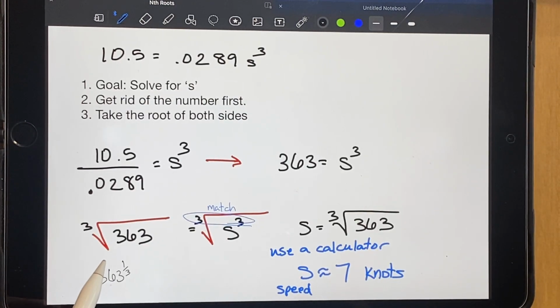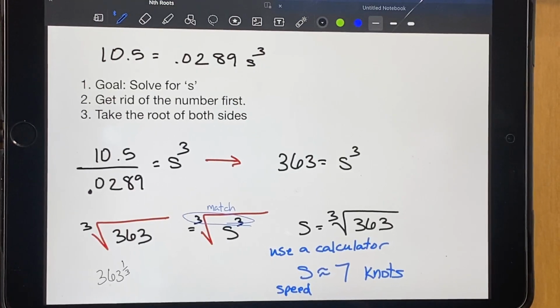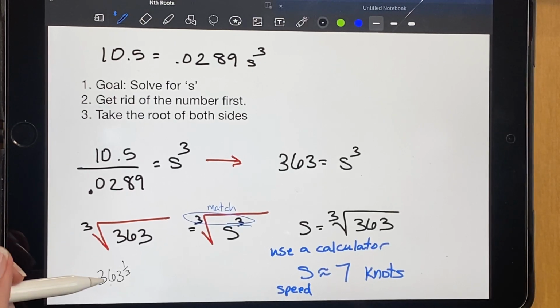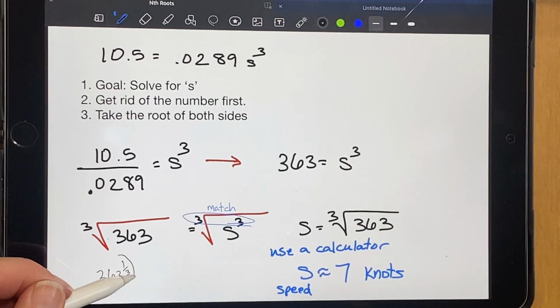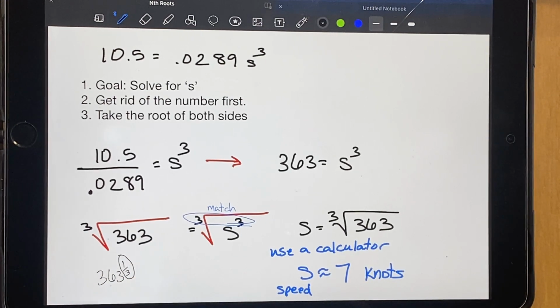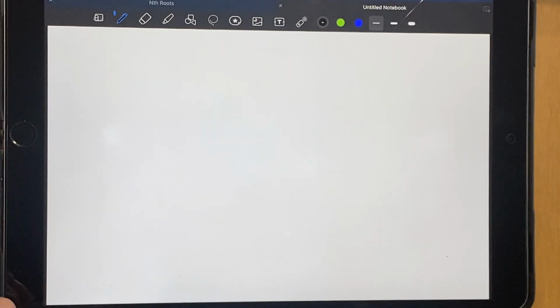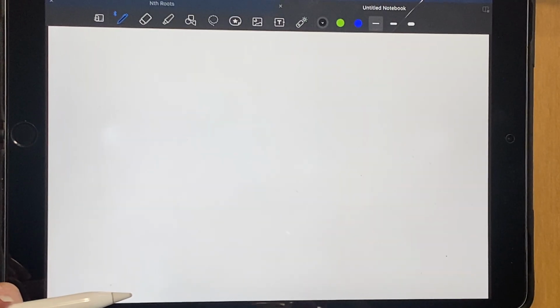Now, the cube root of 363 doesn't work out all that well, so they say to just use the calculator on it. But I wanted to show that we can rewrite the cube root of 363 as 363 to the 1/3 power. We would use a calculator for that and get it to be approximately 7. Okay, so I'm going to pull up some of your homework for solving.